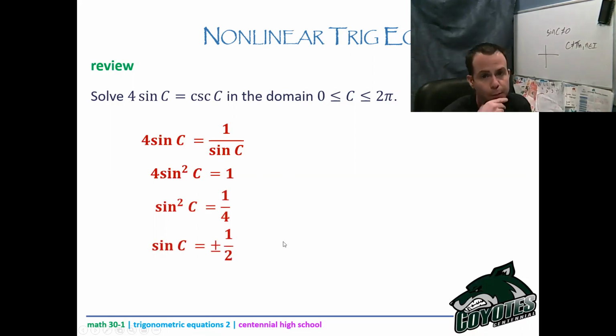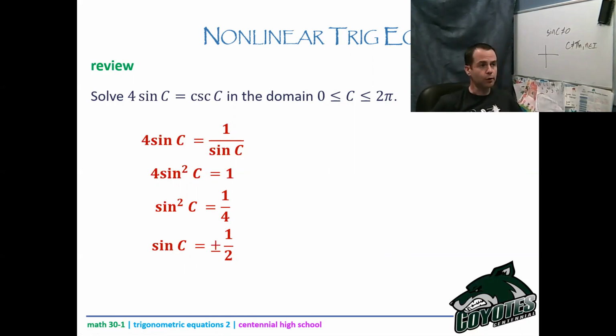Please, please, please remember, still in grade 12, one of the biggest mistakes I see is that kids, when they're taking the square root, neglect to say that the answer is positive and negative, and then you lose half of your final answer, so don't do that. So sine of c equals plus or minus 1 over 2.